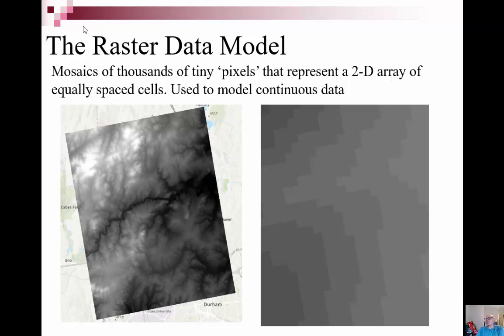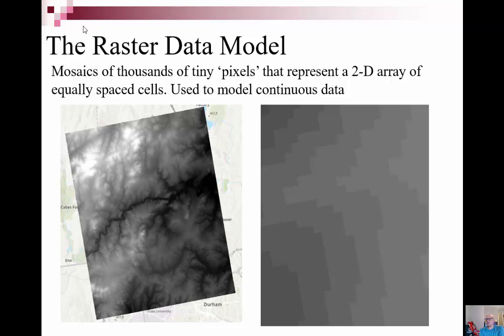The raster data model, you can see it's a mosaic of thousands of tiny pixels that represent a 2D array of equally spaced cells. We've heard the term pixel before. That stands for picture element. And it's typically used to model continuous data, and we're looking in this example here at elevation, temperature, air pressure. When we look at vector data, we're usually representing discrete data. I go from one county to another county, and it's typically nominal data. Here we're looking at quantitative data of elevation. And so we move over a little bit, we have a new elevation.